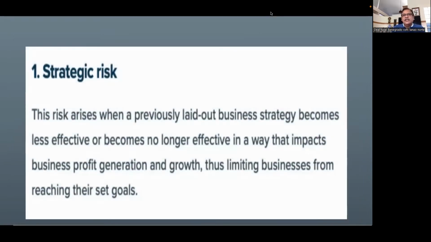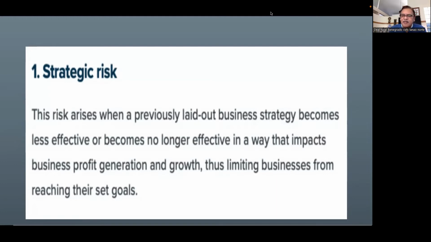Halimbawa, sa strategic risk, mga kapatid, every entrepreneur or businessman always comes up with an idea on how to go about with his or her business. Strategy. Ano ba yung strategy na pwede natin gamitin para maging effective at saka mag-generate ng income para sa ating negosyo? I'll give you an example, mga kapatid.